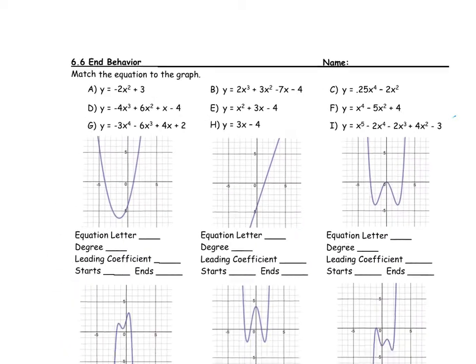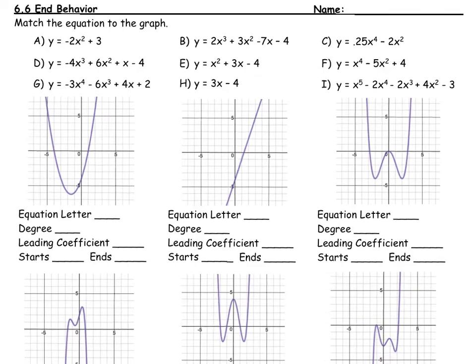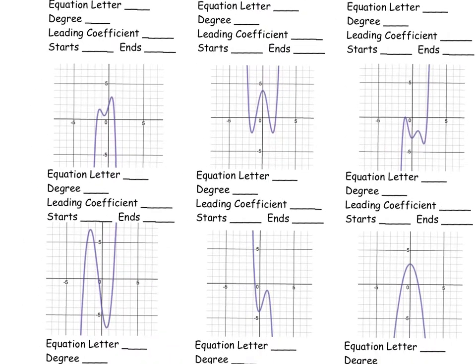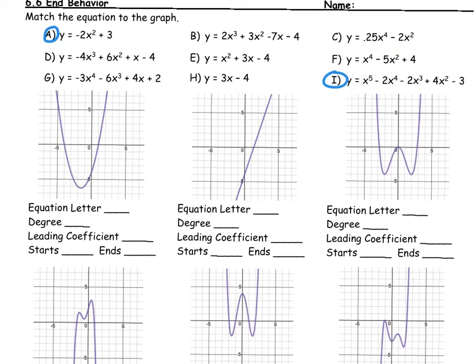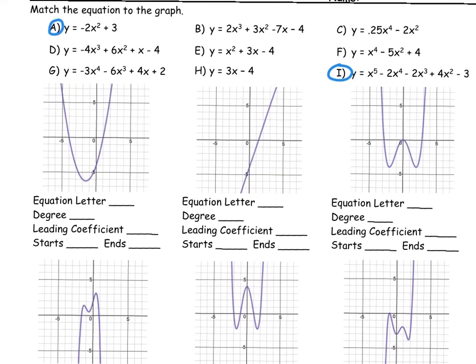Okay, let's pull this worksheet back up here. And I'm going to scoot this over a little bit. Now you can see we got A, B, C all the way through I. We got A through I. And they match up with one of these graphs down here. There's basically 9 functions, and there's 9 graphs, and we're going to match them up and talk about them a little bit.